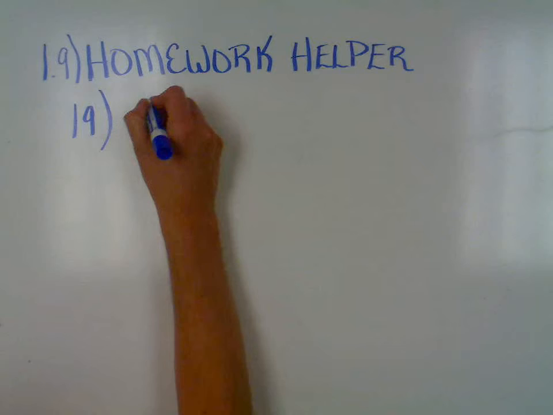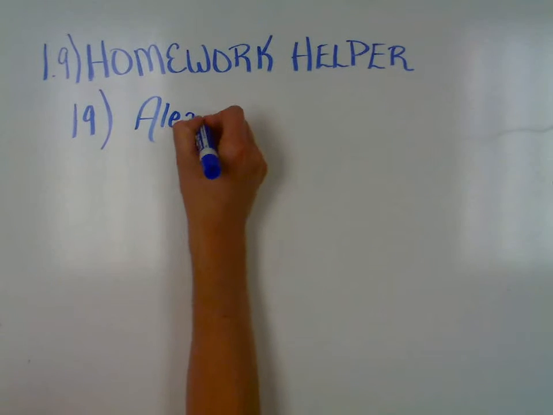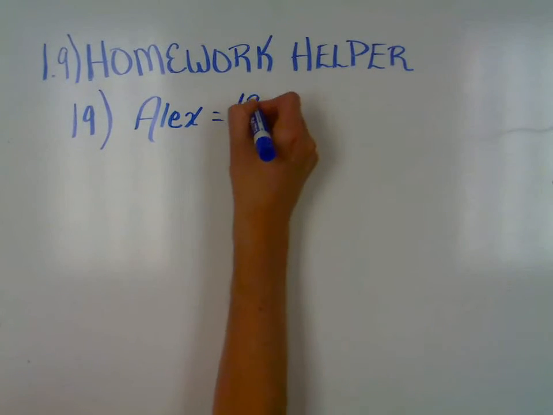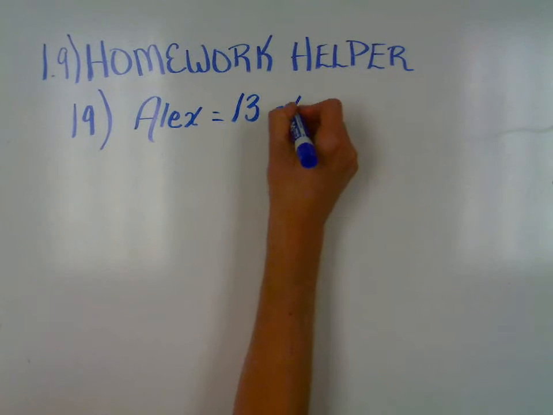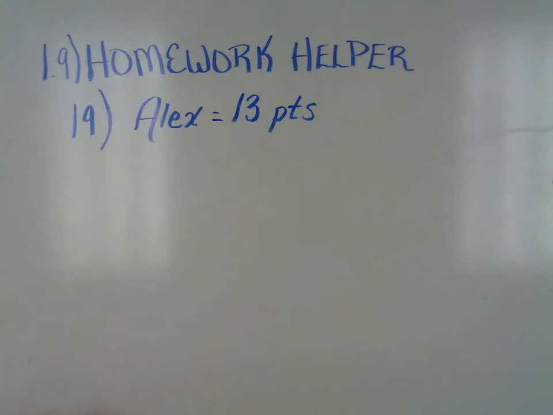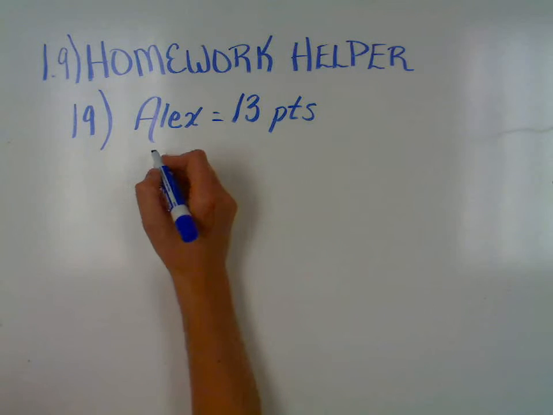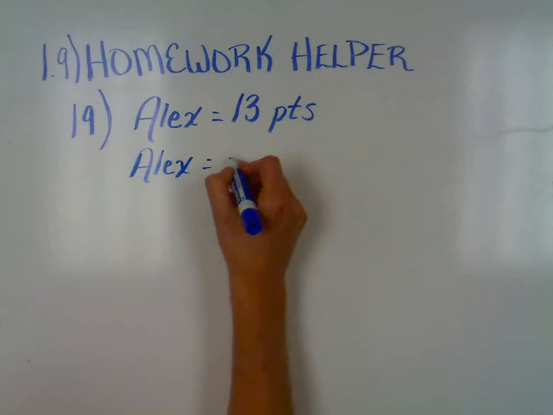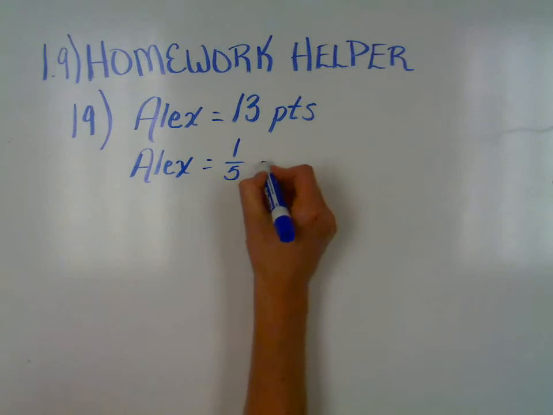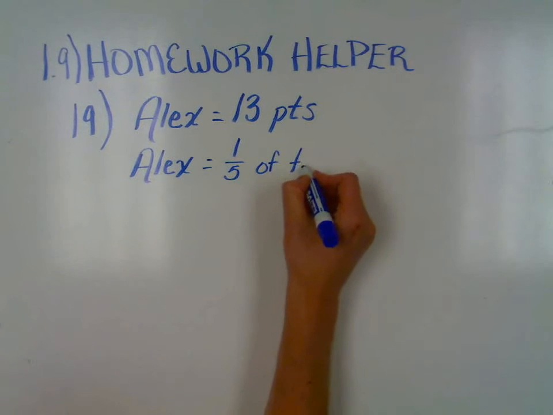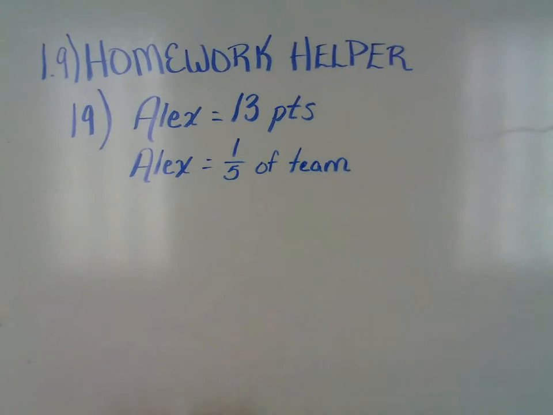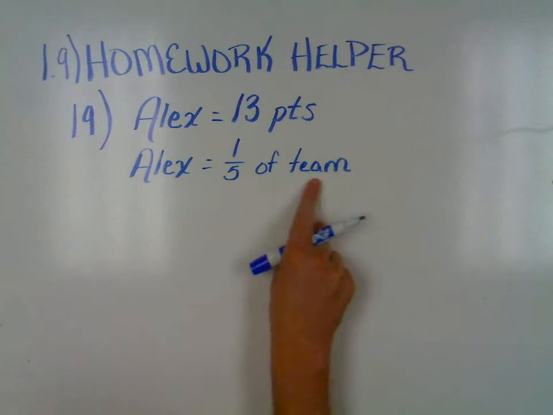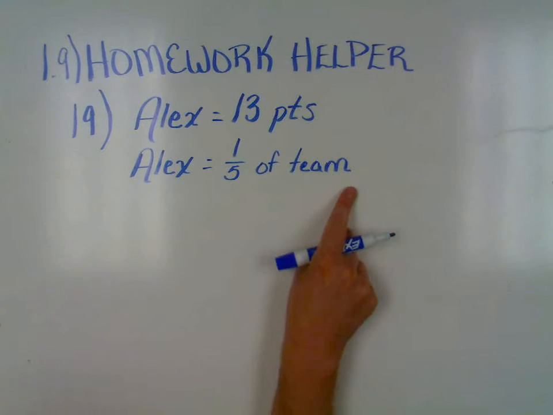All right, so we were told that Alex scored 13 points. And then we were told that Alex's points is also the same as 1/5 of the team score. All right, and I'm going to erase this here in just a moment, because then what they told us is that they want us to call the number of points that the team scored T.